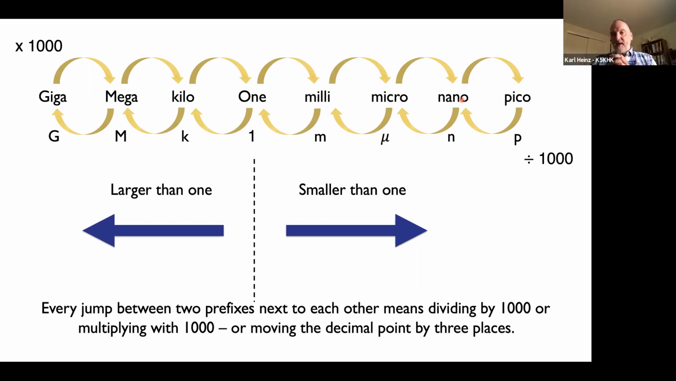It gets a little bit more complicated when we do two jumps. How do we get from 1 to mega? We multiply by 1,000 and then we multiply by 1,000 again, and that is 1 million. So when we do two jumps, it's multiplying by 1 million or dividing by 1 million. So it's adding or subtracting 3 zeros, or moving the decimal point by 3 places.